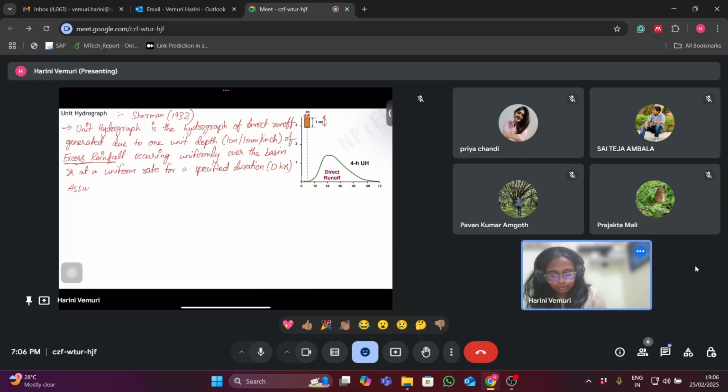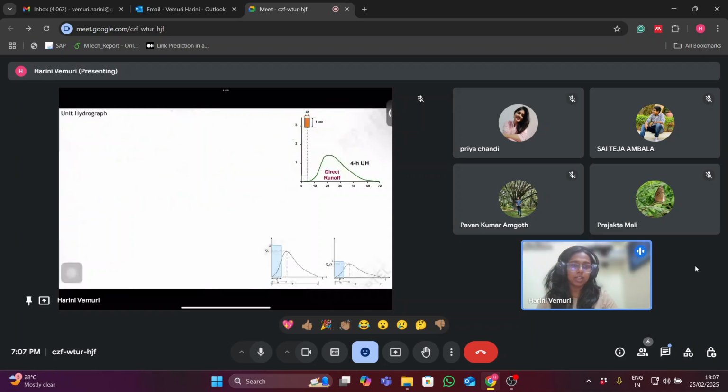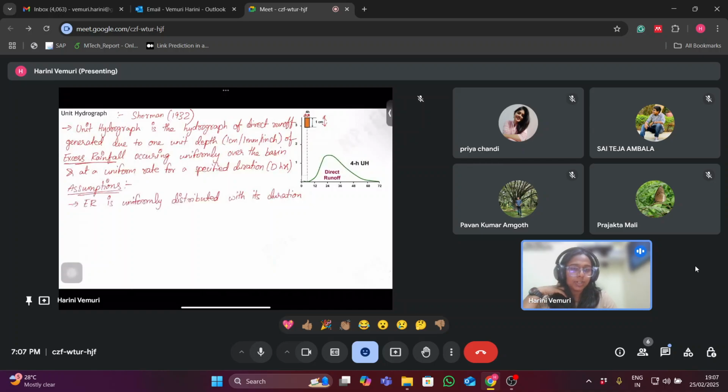So here there are a lot of assumptions when you are constructing a hydrograph. As you can see in the definition itself, we have mentioned two assumptions: that the excess rainfall should be occurring uniformly over the basin, which mostly won't be happening in real time. So the first assumption is that excess rainfall is uniformly distributed within its duration. That means if we are saying 1 centimeter of excess rainfall occurred in 4 hours, it should be uniformly distributed in that 4 hour period.